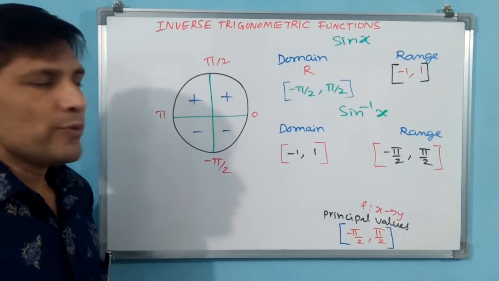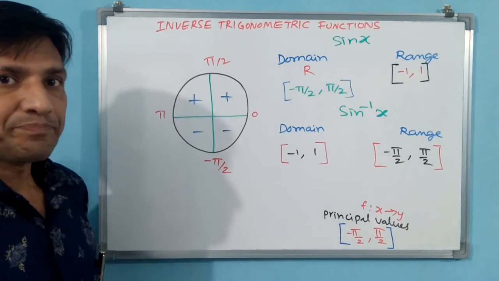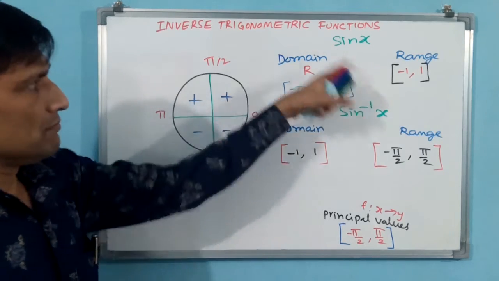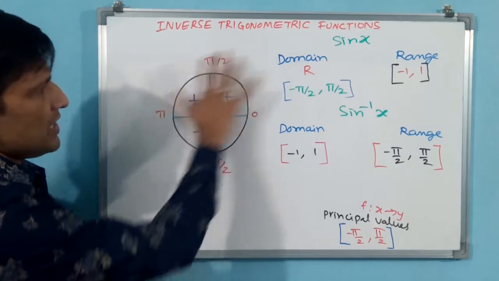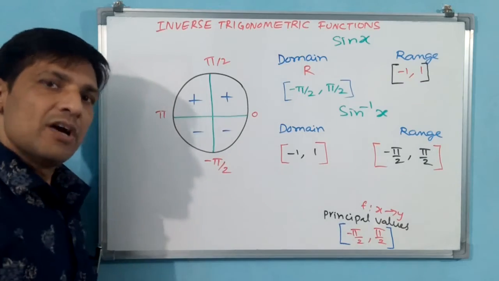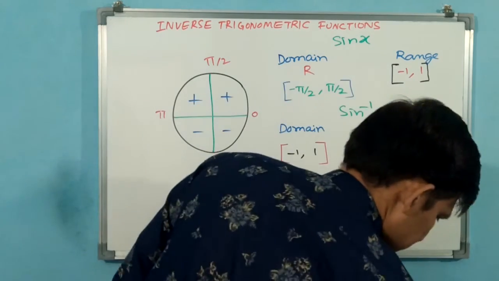Now what do we do? We go for cos x also. Why? Because with this same diagram only, we are going to change to cos x also.